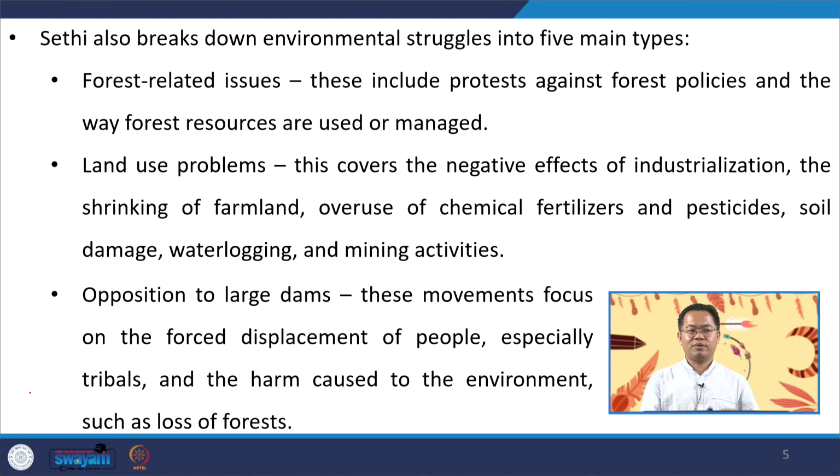It means that the local people who have been living and depending on the forest for their everyday survival are no longer allowed to even have access to these resources, for which there are a lot of protests, a lot of movements against forest policies. The second is land use problems, and this pertains to negative impacts because of industrialization, the shrinking of farmland, overuse of chemical fertilizers and pesticides, soil damage, waterlogging and mining activities.